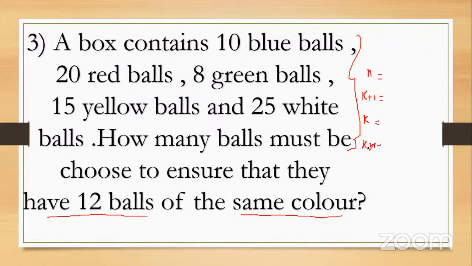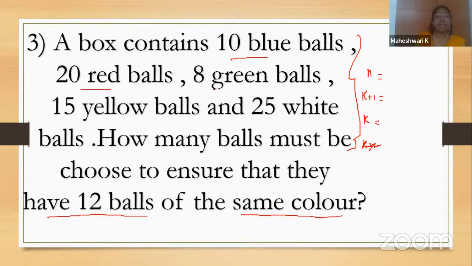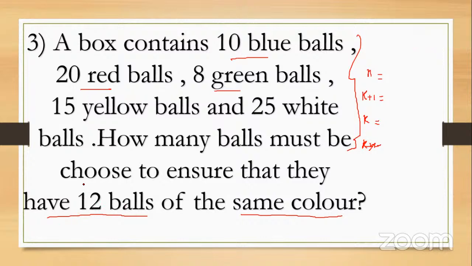Blue and green cannot be taken into account, right? Blue and green cannot be taken into account. Why? Like 12 balls. Yeah, less than 12. Right, less than 12 minimum.